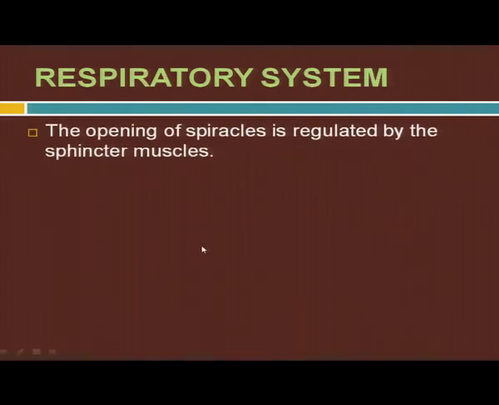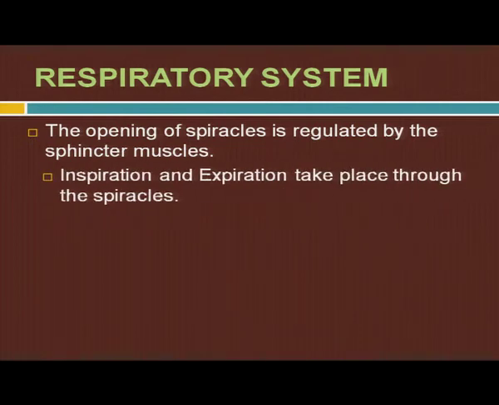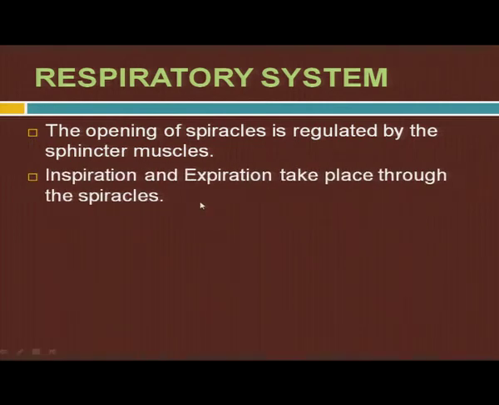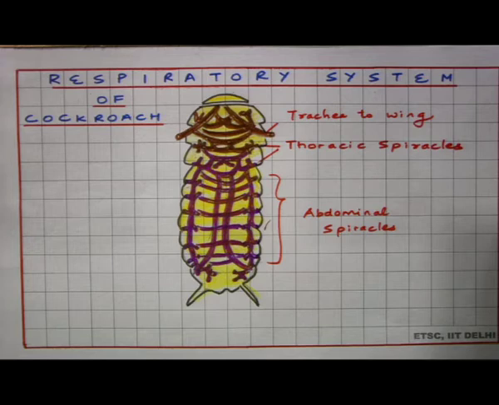Now, the opening of these spiracles is regulated by a set of muscles which are known as sphincter muscles. These sphincter muscles have the ability to contract and relax, and they regulate the opening and closing of spiracles as and when needed. Inspiration and expiration, the inhaling of air and taking out of the air, both of them take place through these tiny spiracles.